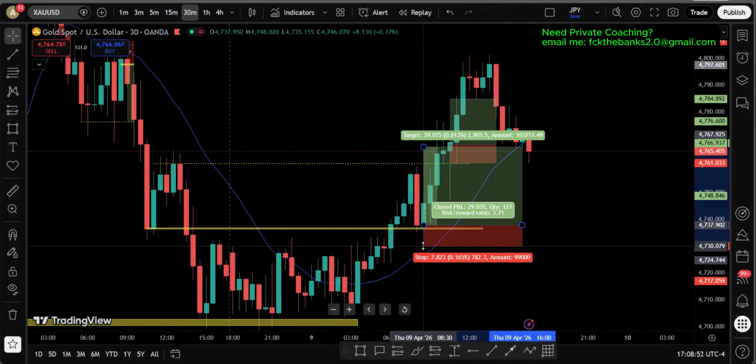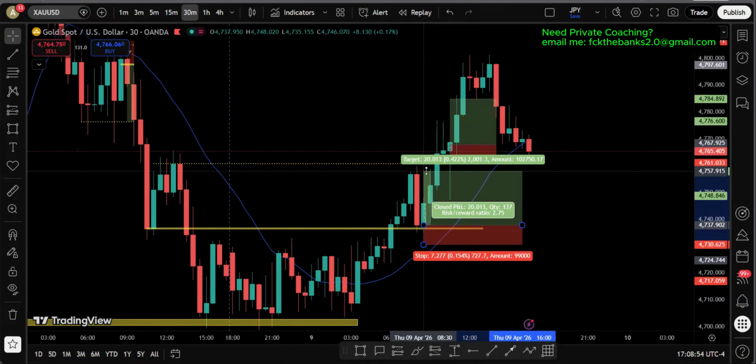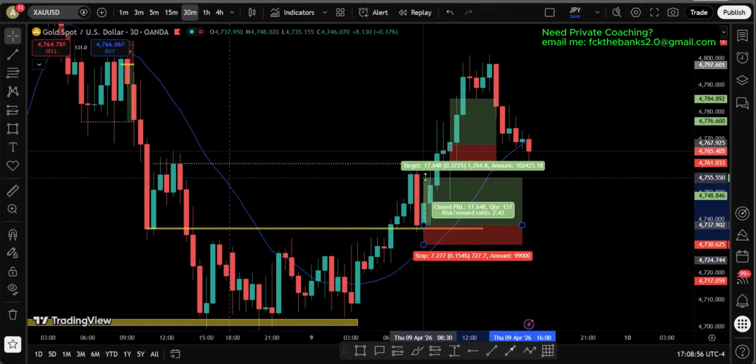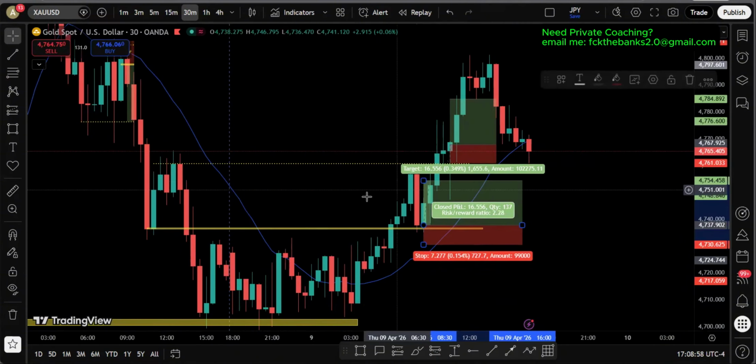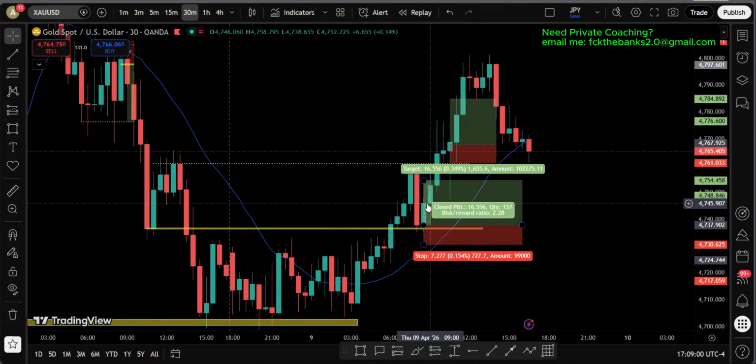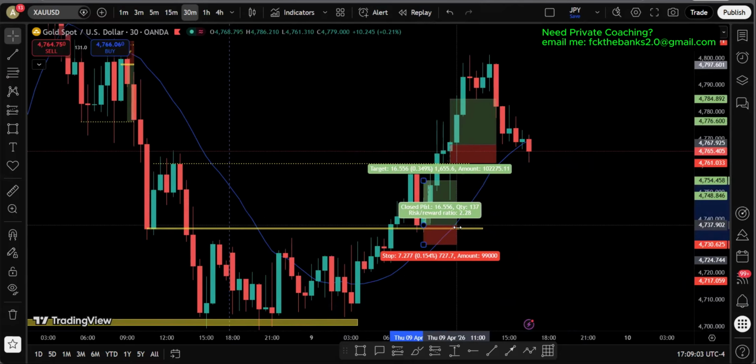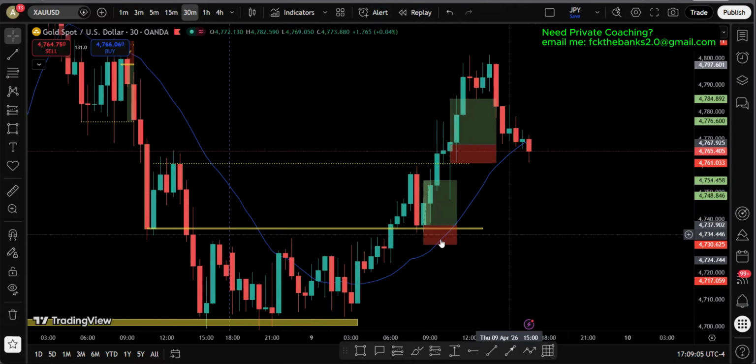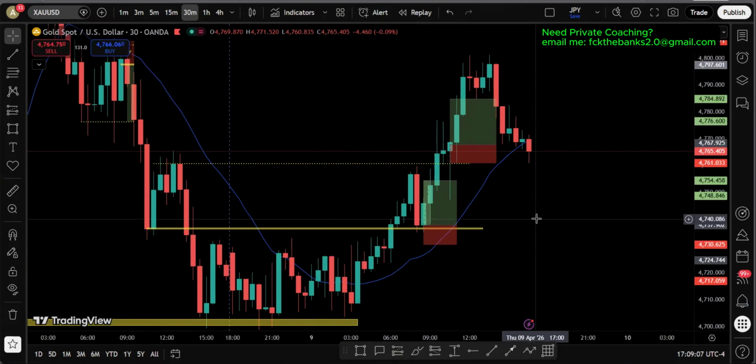I had about 70 points, and I targeted the high of the range. I closed a little earlier because I wanted to close before the New York Stock Exchange market opens. So that was my first trade today.